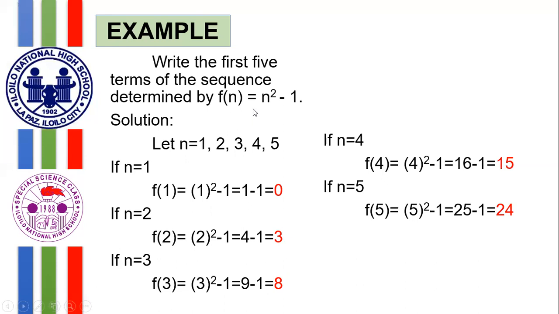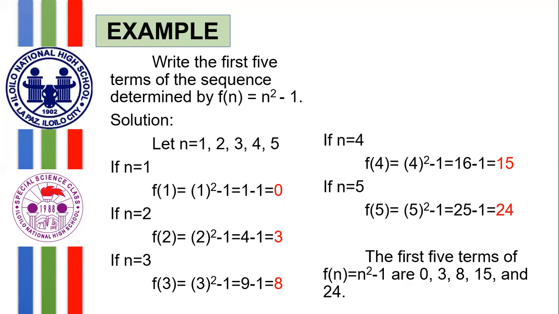If you wish, you could also denote this by a sub 1 equals 0, a sub 2 equals 3, a sub 3 equals 8, a sub 4 equals 15, and a sub 5 equals 24. They mean one and the same thing. And here are your 5 terms. Thus, the first 5 terms of f of n equals n squared minus 1 are 0, 3, 8, 15, and 24, respectively. I hope you got the correct answer too.